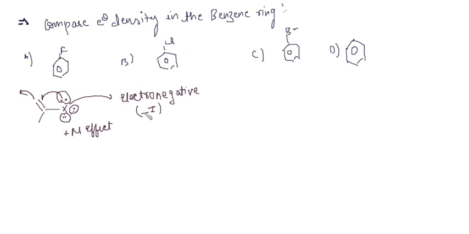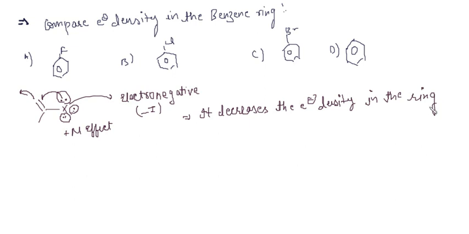So after experiment we got to know that it decreases the electron density in the ring. So overall it decreases the electron density in the ring. It has 2 effects, plus M effect and minus I effect.